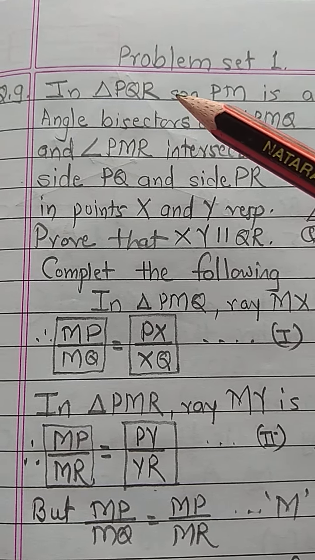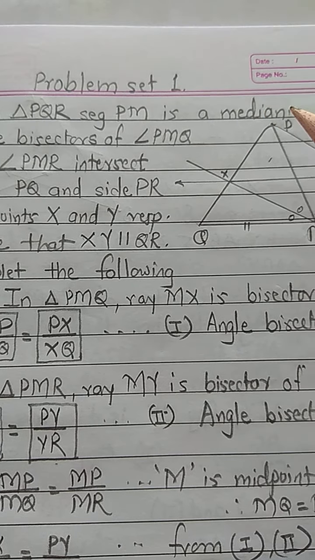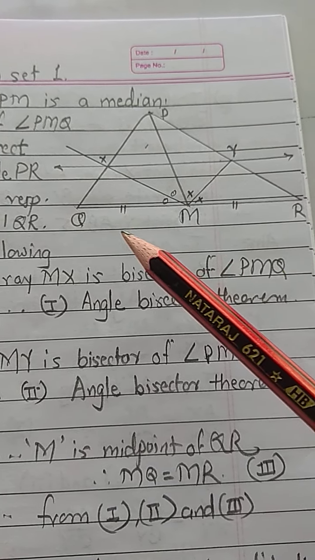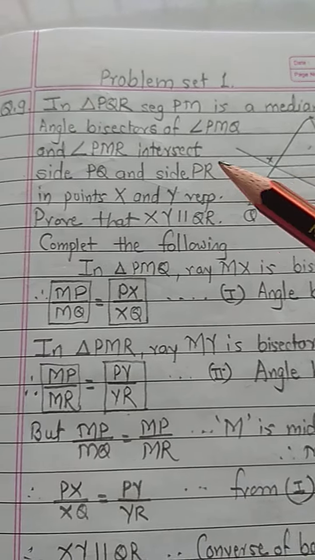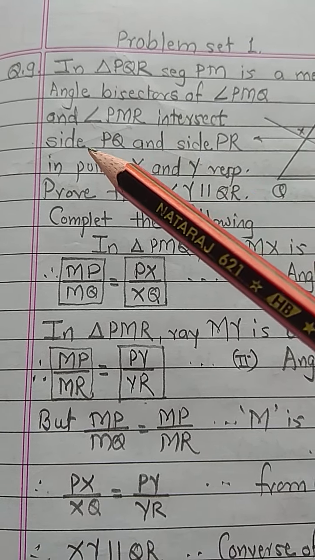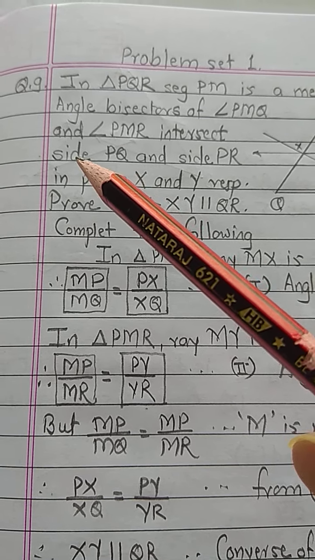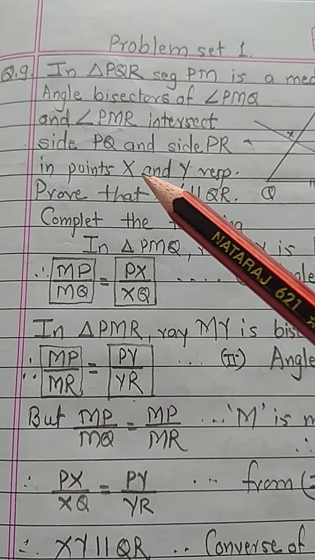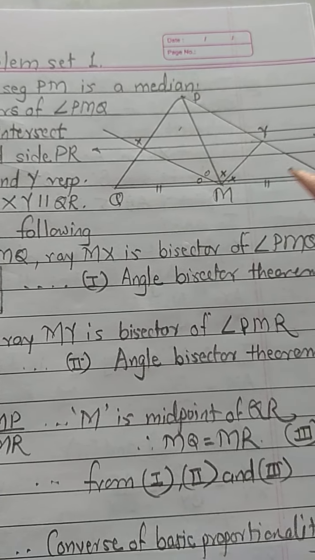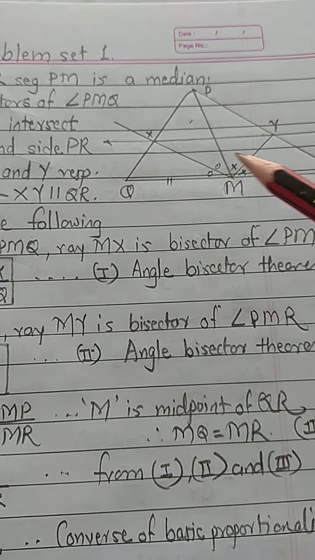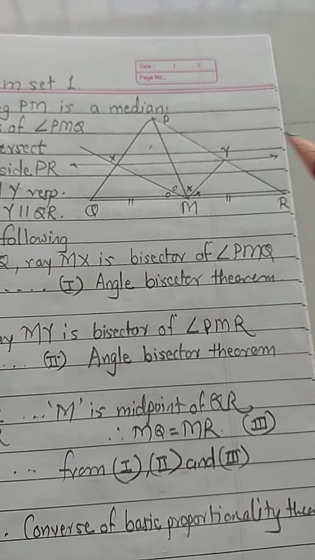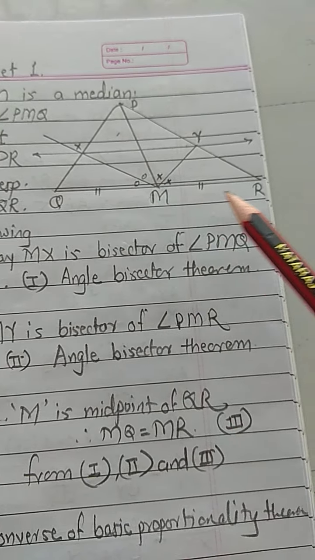In triangle PQR, segment PM is median. That means we can conclude that QM equals MR. And bisectors of angle PMQ and PMR intersect side PQ and side PR in points X and Y respectively. See, these bisectors of these angles are intersecting the sides in points X and Y respectively. Then we have to show that XY is parallel to QR.